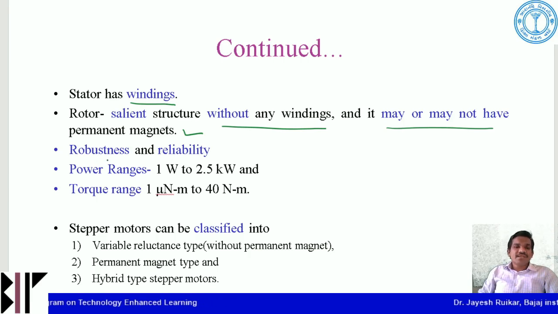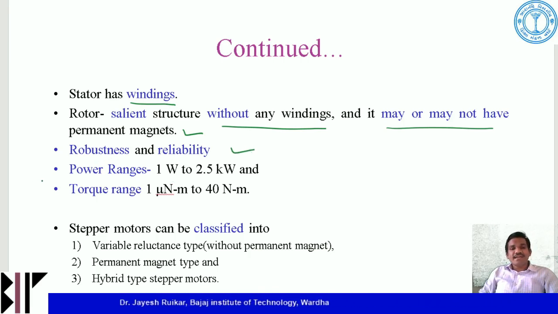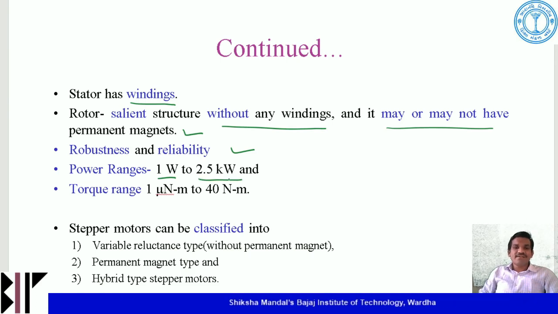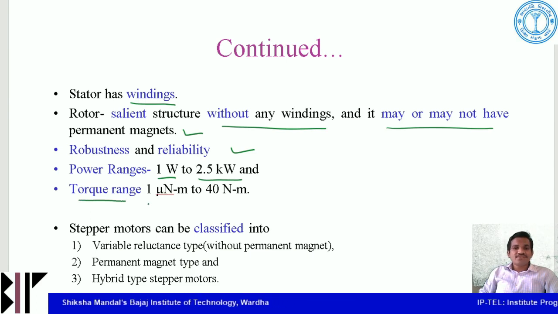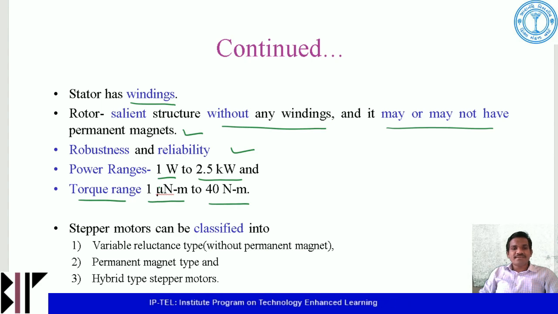Stepper motor is usually chosen because of its robustness and reliability. When you go to the market, you will find that the power range for stepper motors is from 1 watt to 2.5 kilowatt, so there is a large variety in the power ranges. Also the torque range goes from 1 micro newton meter to 40 newton meter. So these are the different ranges when you want to buy a stepper motor.